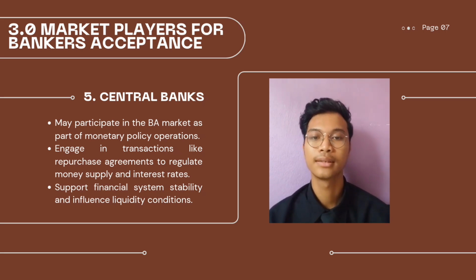Number 2, the accepting companies. It is a firm that needs short-term financing, often for international trade. They generate the BAs and rely on the bank's guarantee for marketability, and they benefit from lower interest rates due to the bank's backing.